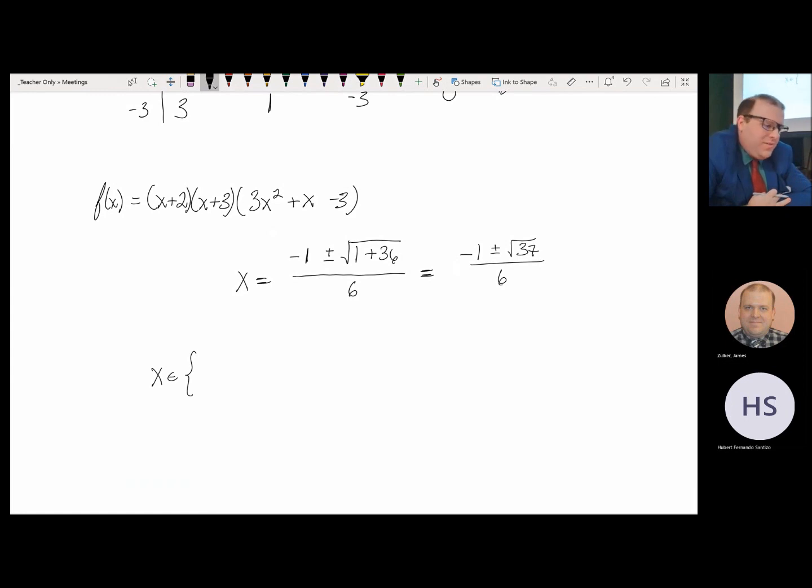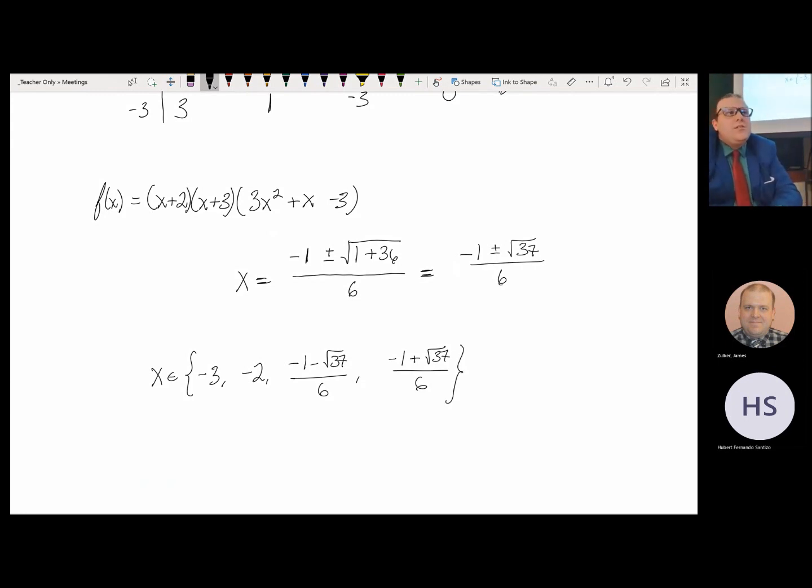So the solution set, all of the zeros, I write them in descending order. Negative 3, negative 2, negative 1 minus root 37 over 6, negative 1 plus root 37 over 6. And there's all the zeros.